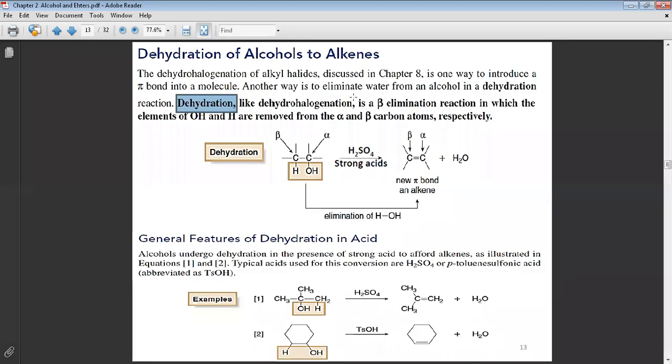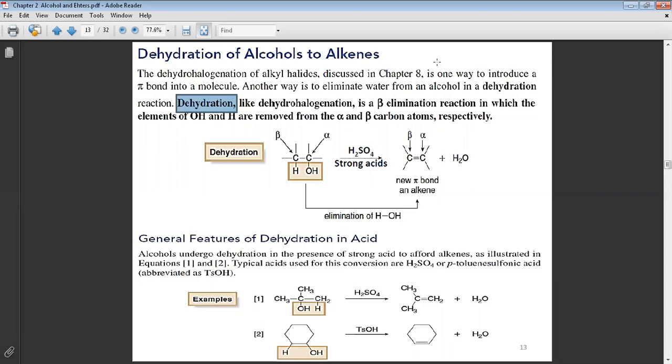Do you remember that? Dehydrohalogenation means removing HCl, HBr, or HI from the molecule. But dehydration, no. Dehydration means removing a water molecule, H2O. You can write here dehydration of alcohol, minus H2O, meaning remove an H2O molecule from the starting compound.